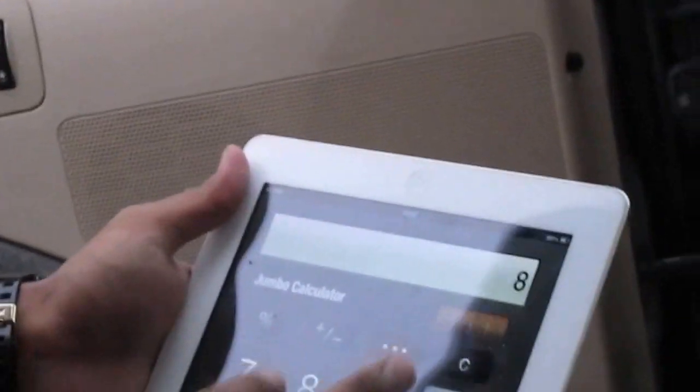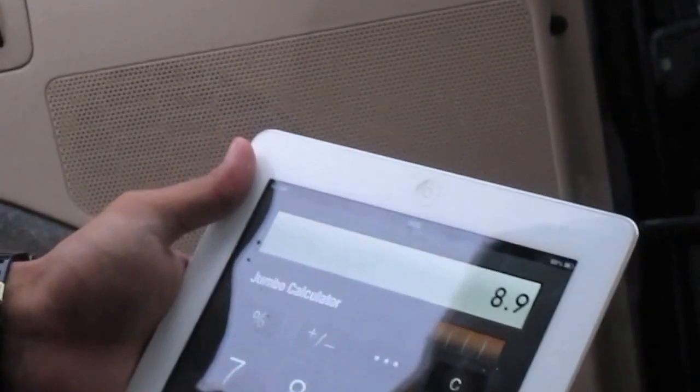It's 8.94. Actually, I'm cheating. I have it right here. It's 8.9408. So I'm gonna put down 8.9408 divided by 2.